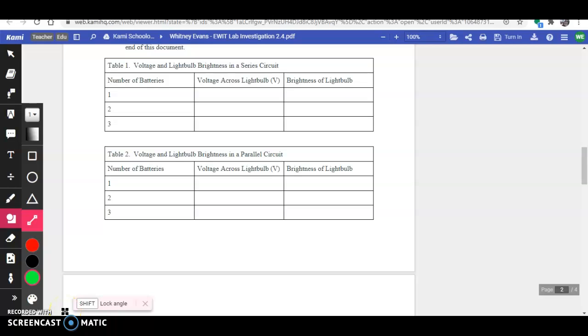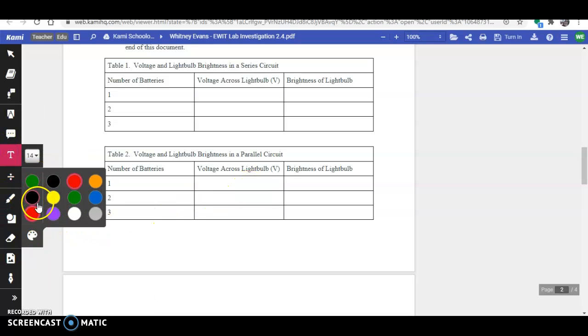Hello everyone, this is the graphing portion of Lab Investigation 2.4. I'm going to put the information that I wrote on the sheet during the videos on this table. I'm going to go with the same color scheme as I did from lesson 2.3, so I'm going to put my information for series in red and my information for parallel in green.